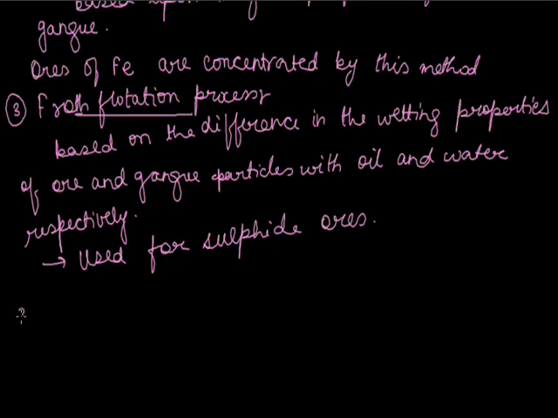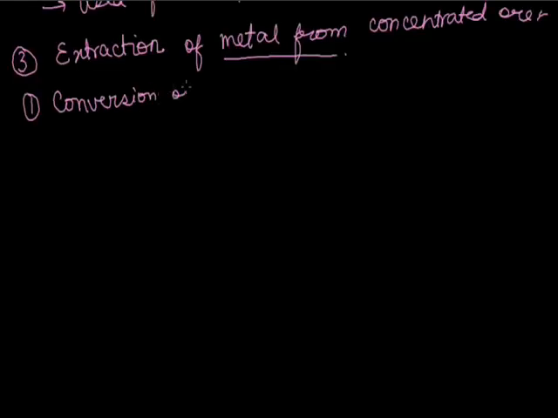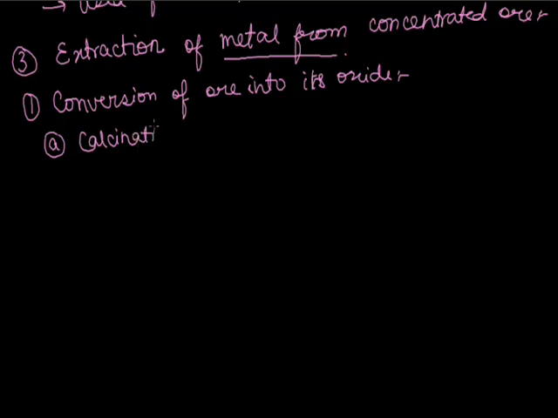Now, next, the third step was extraction of metal from the concentrated ore. After concentration, we extract metal from its concentrated ore. First is conversion of ore into its oxide. This is done by two processes: one is calcination and the other one is roasting.